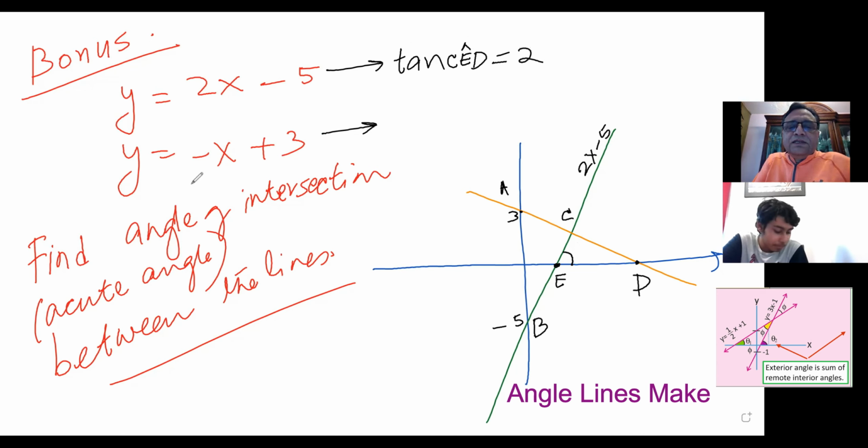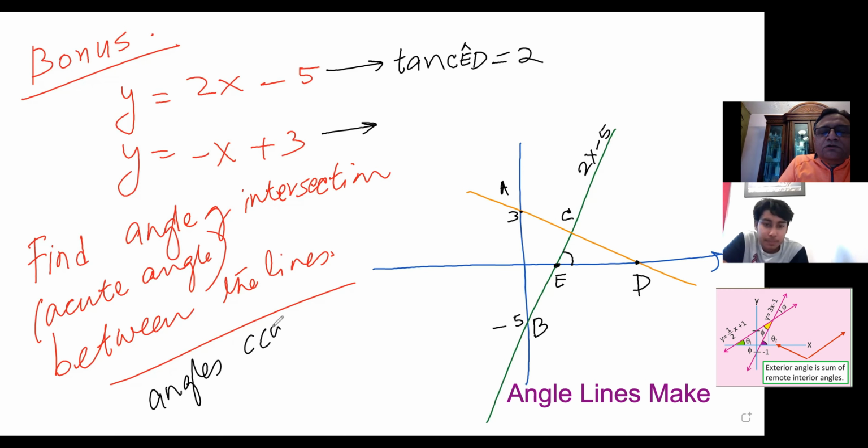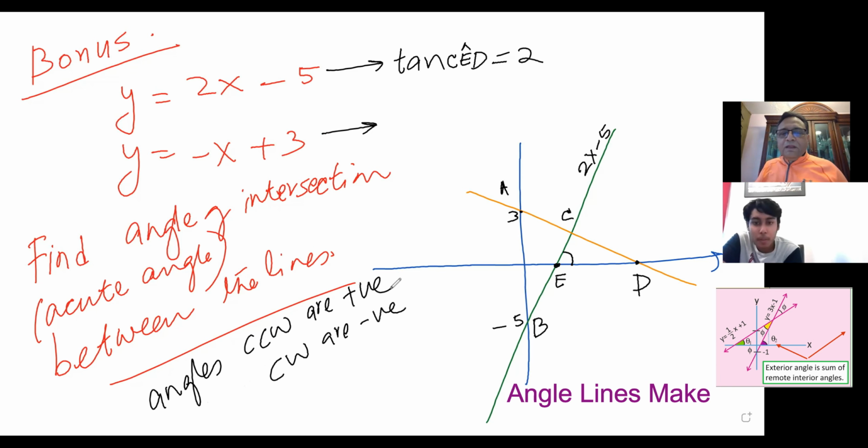Now, the other line is y equals minus x plus 3. That minus x plus 3 is kind of tricky. When you measure angles, remember one thing: angles counterclockwise are positive and clockwise are negative. Do you see that? Is it okay? So this is minus x. Since it is minus, instead of going upward, we can look into this angle. Do you see this?